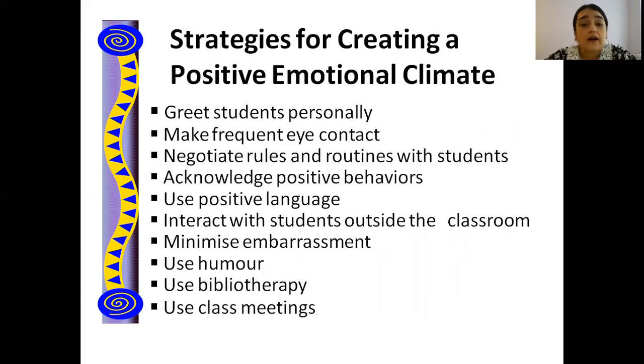So it is about the physical and emotional setting of creating a learning environment, a positive emotional climate. There are also other strategies that help you create a positive emotional climate. It is like greeting students personally by name, or making frequent eye contact. You should negotiate rules and routines with students, acknowledge positive behaviors, and always use positive language.